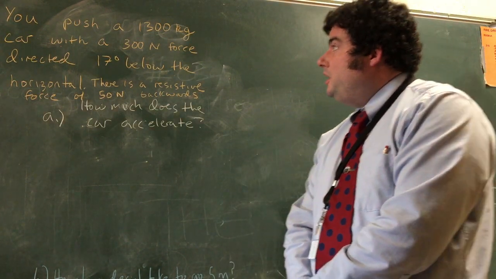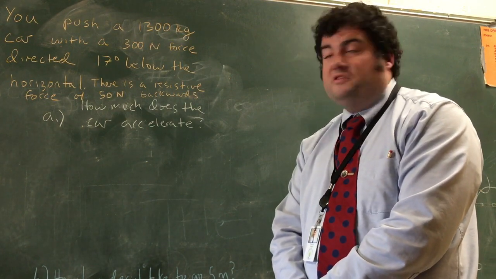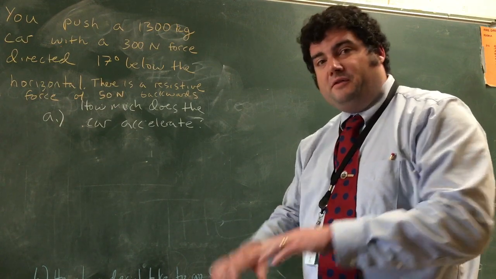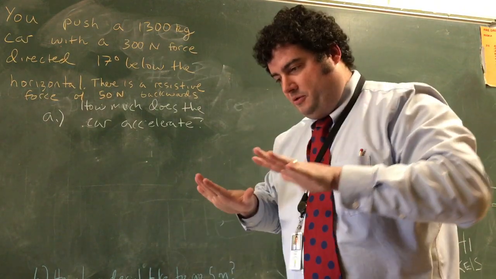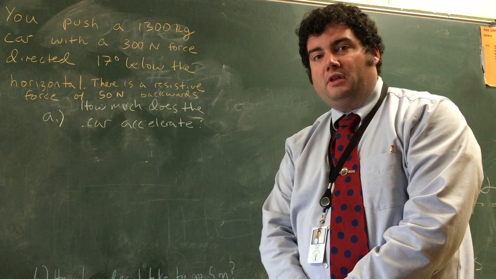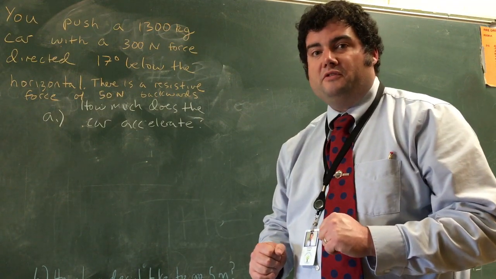So it says you push a car with a 300 Newton force directed at 17 degrees below the horizontal. It gives you a resistance force. So this would be like if you're pushing a stalled car, and you're probably not getting down and pushing straight, you're probably pushing kind of down on it. So that's how we're going to deal with the angle. This problem, like every other, follows the same steps we do for 2D forces.